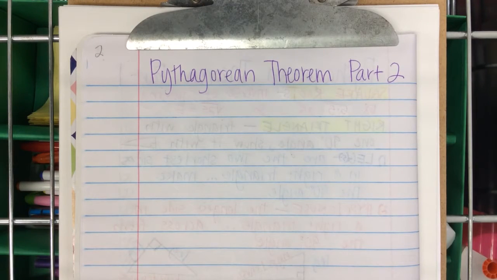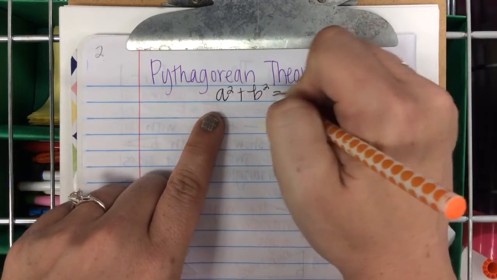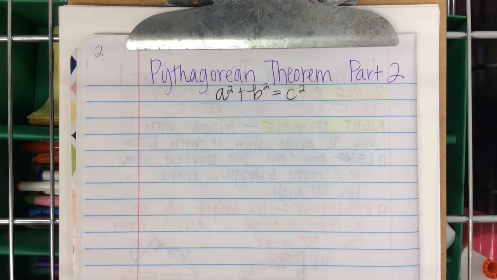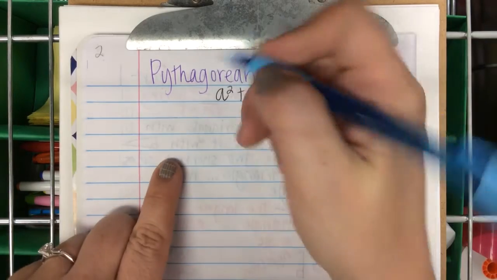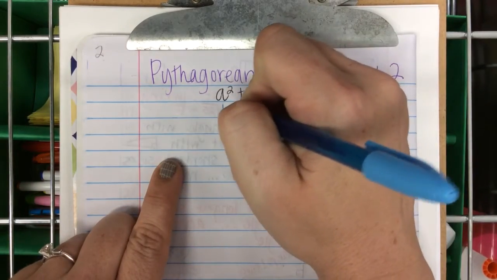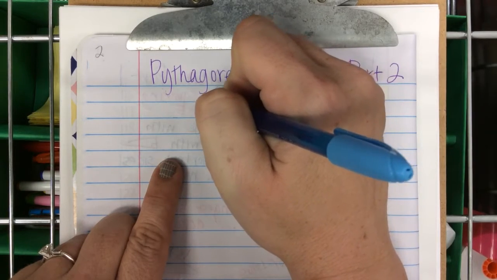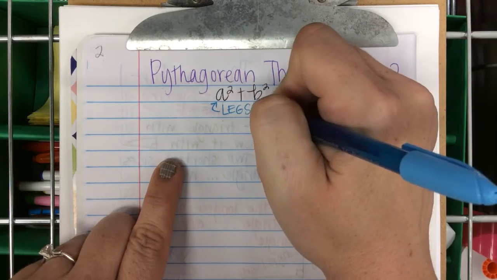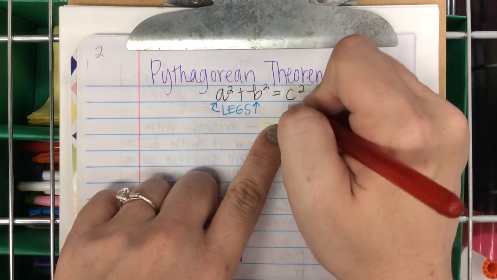All right, Pythagorean theorem part 2. We are still using the Pythagorean theorem. So we are still going to use a squared plus b squared equals c squared. And we learned in Pythagorean theorem part 1, a and b are what vocabulary word? Legs. And c is what vocabulary word? Hypotenuse.